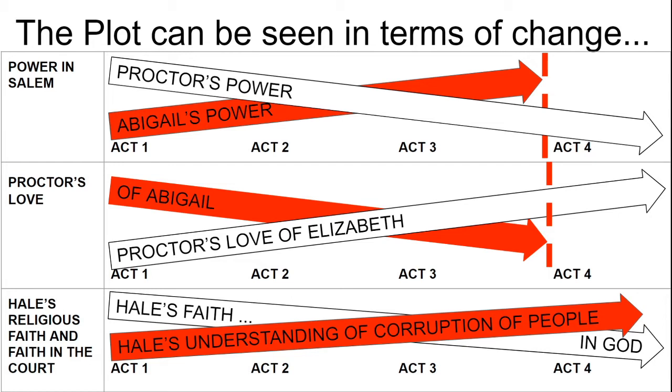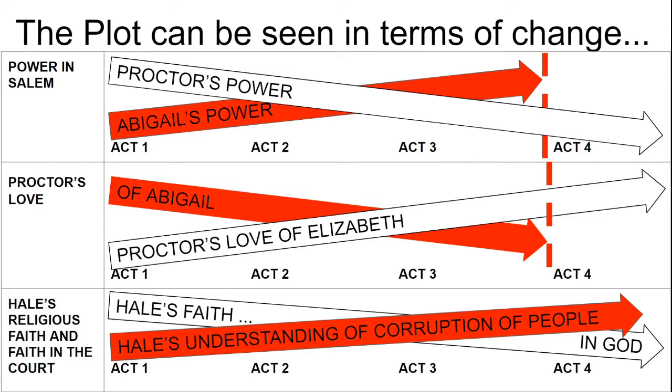Now, you can also look at the play and the plot of the play in terms of change, and you will notice that the plot is structured in terms of a dropping down of something whilst something else increases at the same time. So if we look at power, as Proctor loses his power, Abigail gains hers until that comes to an abrupt halt in Act 3 when she runs away and leaves Salem.